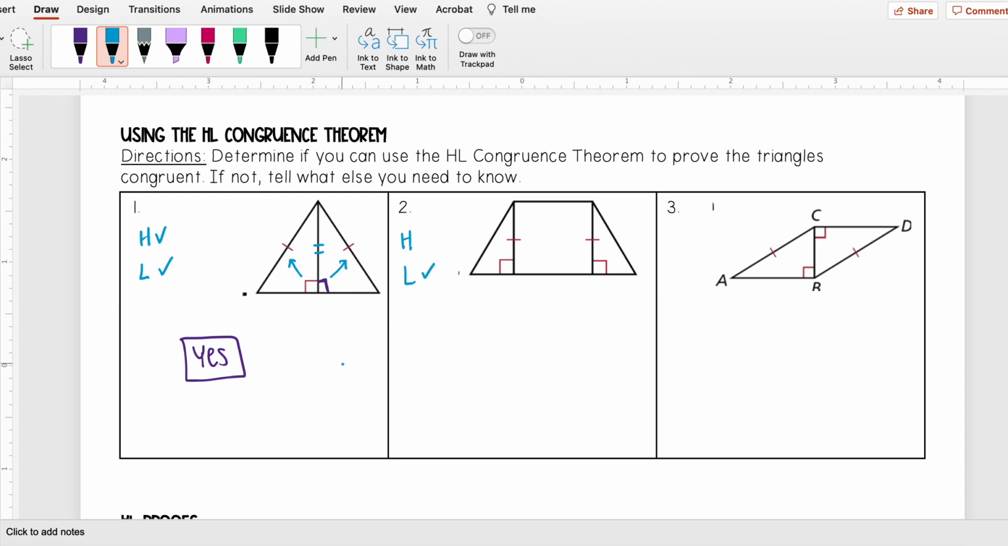But now I need to see, do I have the hypotenuse congruent? Well, the hypotenuse is the side opposite of this right angle. And I don't have marked in this diagram that those sides are congruent. And there's no way that I can assume they're congruent. I know looking at the picture, it looks like they are, but I can't assume that. So I do not have that information. So that means this answer is no. And the reason is I need to know if the hypotenuses are congruent.